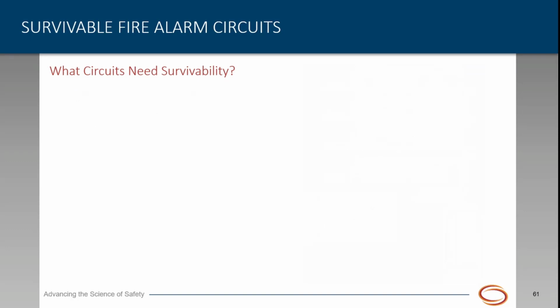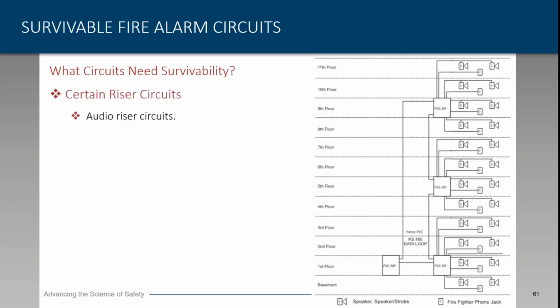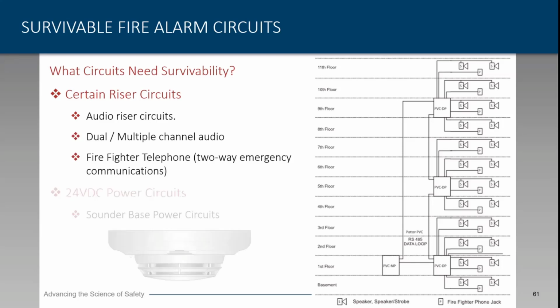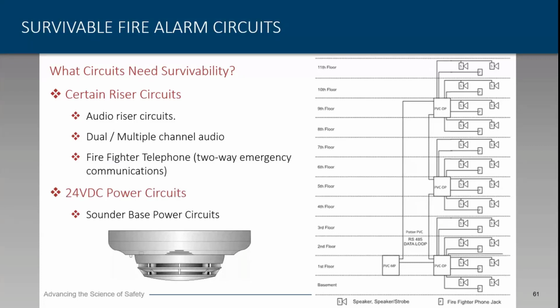Now, there may be other types of circuits that need consideration. Perhaps you have an audio riser circuit or dual or multiple channel audio that's distributed in the building. That's going to need survivability. Again, we mentioned firefighter telephone is going to require some form of survivability, either level 2 or level 3. And also, what about 24-volt power? Well, normally we would not have survivability on these, but perhaps if sounder bases are used in the evacuation sequence and you must run power through a different zone to get to the devices, then a power circuit becomes a de facto NAC in that sense. So we've got to think through some of these things just a little bit.